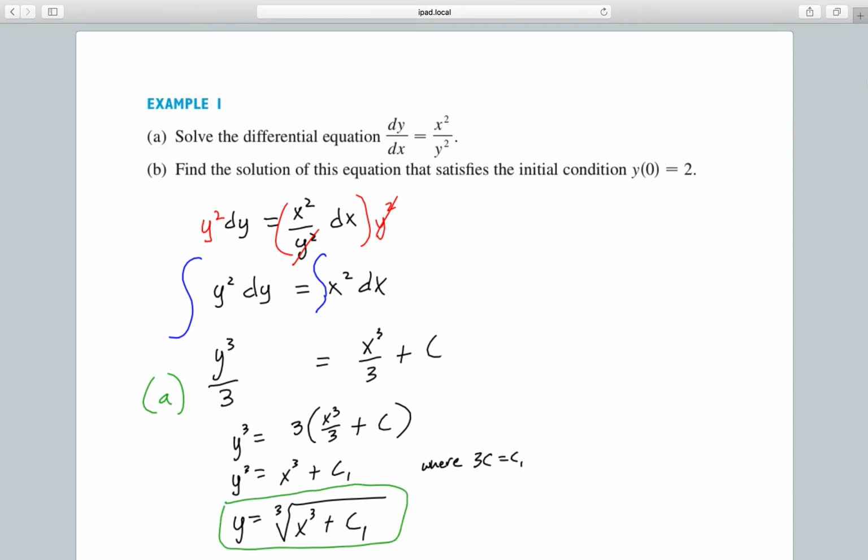So now we have the unknown family of functions. But for part B, they want us to find a particular solution. And they say when the initial condition is y of 0 equals 2. So for B, we want to solve for that c. We know that y of 0 equals 2, meaning when I plug in 2 for y, I need to plug in 0 for x.